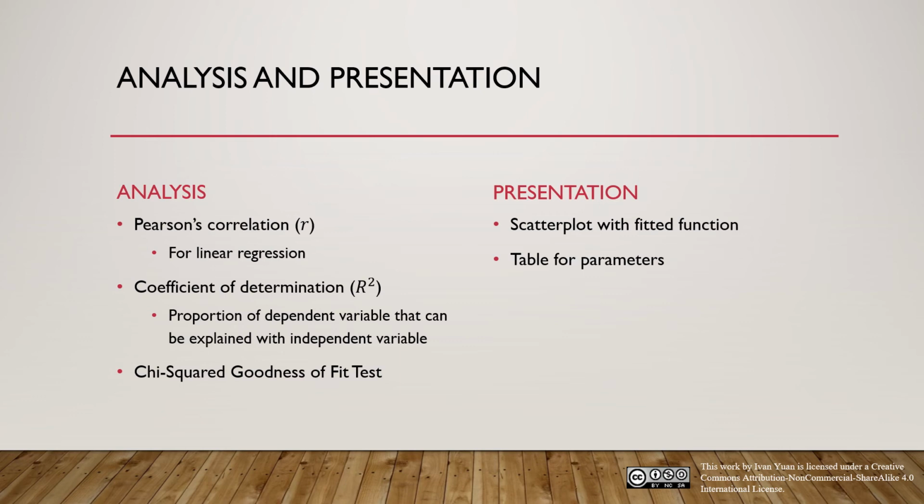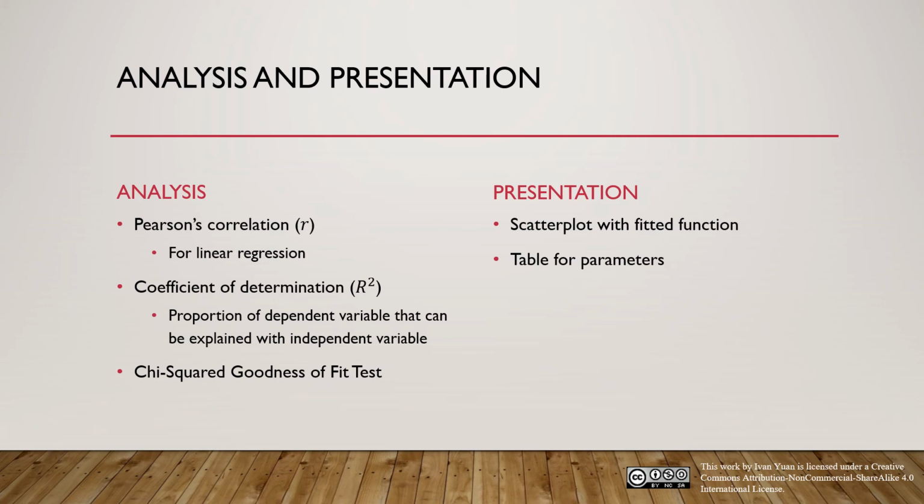Another way we can analyze both linear regression and curve fits is through the coefficient of determination, or R squared. The coefficient of determination tells us the proportion of the dependent variable that we can explain with the independent variable. For example, if we have an R squared value of 0.90, this means that 90% of the dependent variable can be explained by the fluctuation in the independent variable. Another method we can use is the chi-squared goodness of fit test.